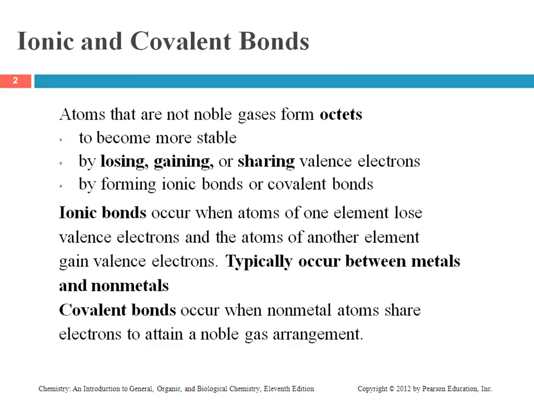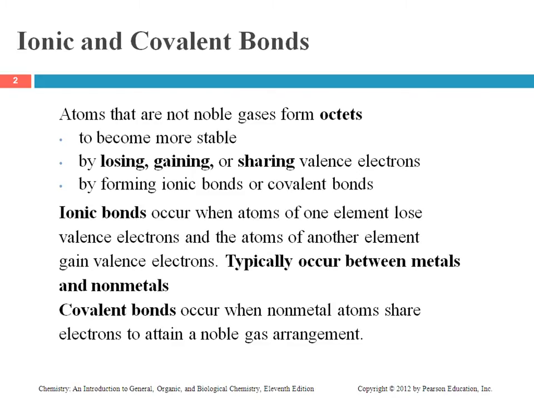Okay, and so atoms are going to lose, gain, or share electrons by forming 2 types of bonds, either an ionic bond or a covalent bond. And the reason for this is because atoms have a tendency to want to obtain a noble gas electron configuration. And so basically, all the elements want to be like the noble gases. They want to be stable like the noble gases.